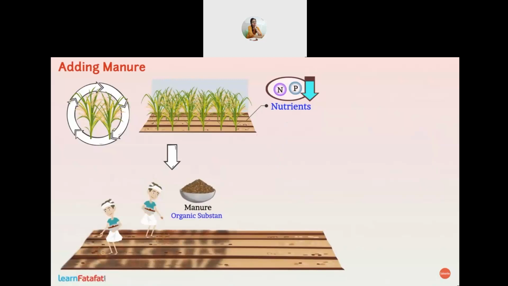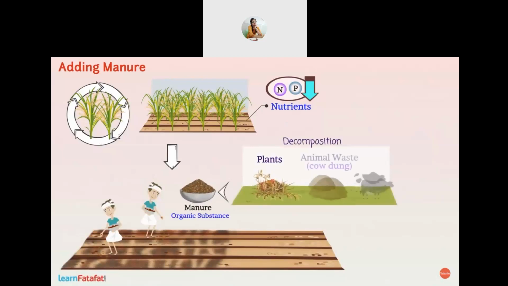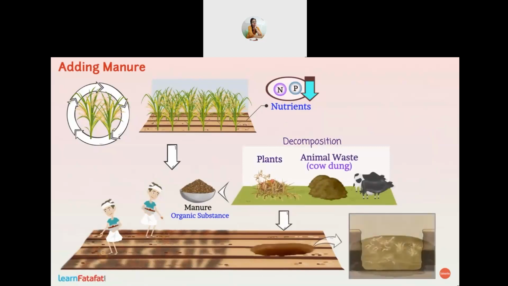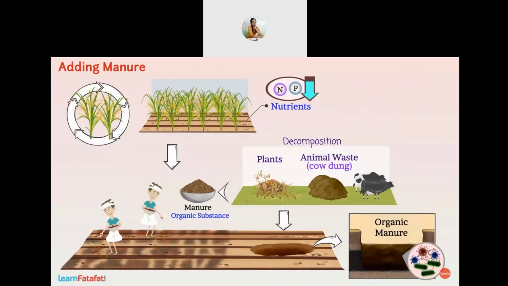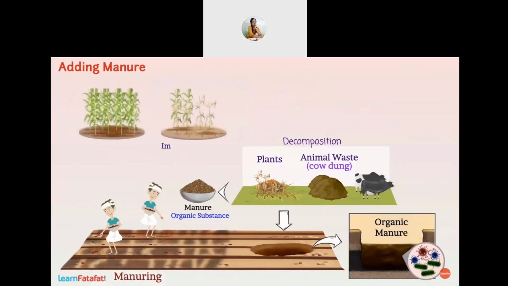Manure is an organic substance which is obtained from decomposition of plants or animal waste. Usually, plants and animal waste is kept in a pit at open places. Microorganisms decompose the waste and produce organic manure. Adding manure in soil is called manuring. Improper and insufficient addition of manure results in weak plants.